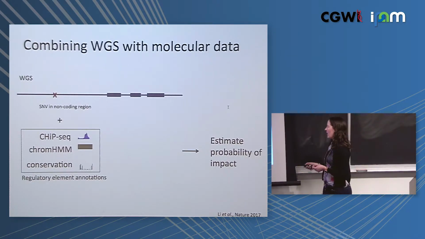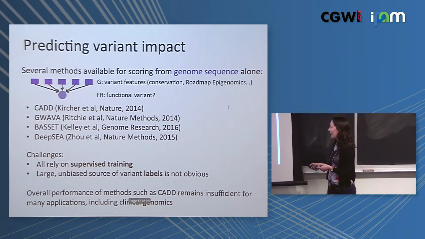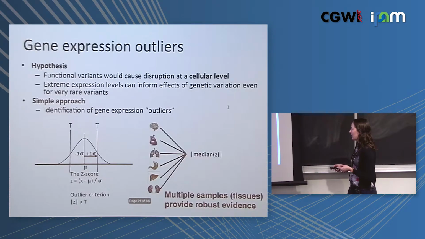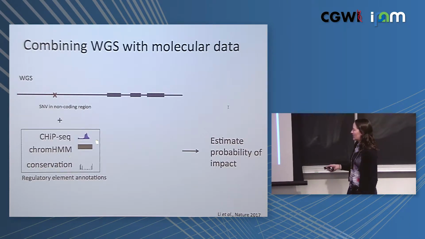So again, we can apply any of the methods that I mentioned, CADD, GUAVA, et cetera, to get a score based on whole genome sequencing. So we could, for instance, just take a single nucleotide variant in a non-coding region, look at all of the features we have available from different sources such as Roadmap and others, aggregate those either using an existing method or a new machine learning approach, and estimate the probability of impact.